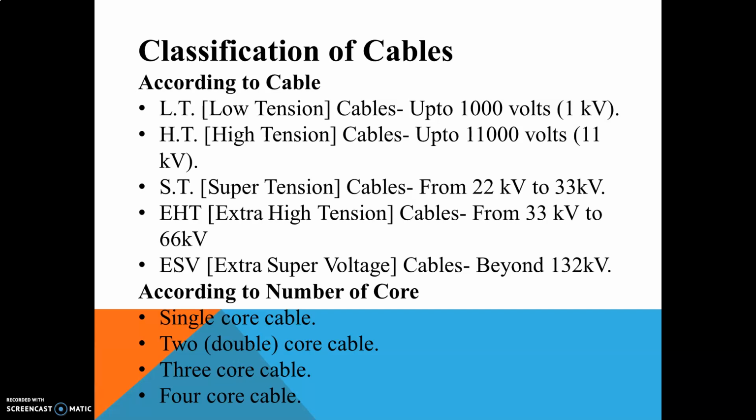And second one is according to number of cores. Single core cable, two core cable, which is also called double core cable, three core cable and four core cable. So these are the classification of cables.